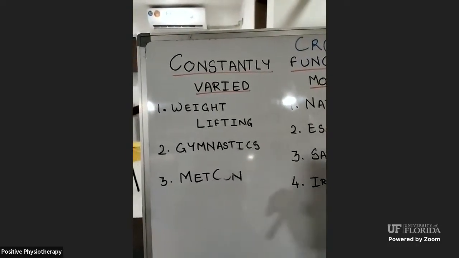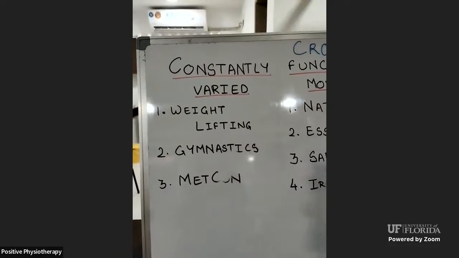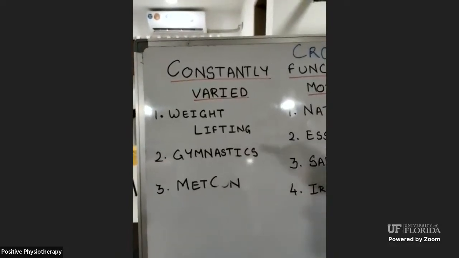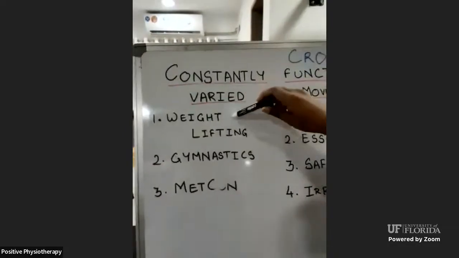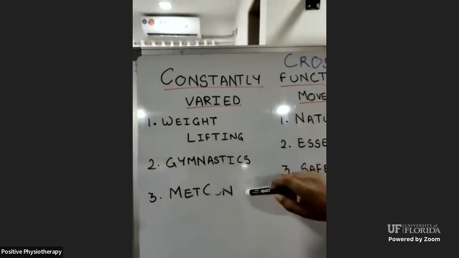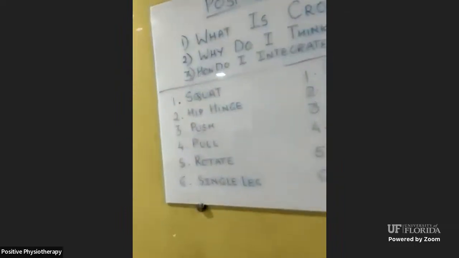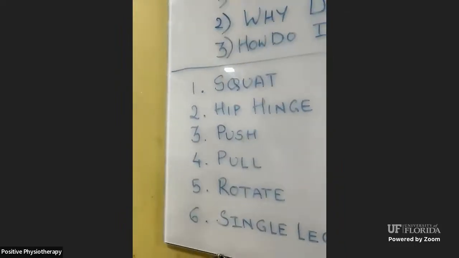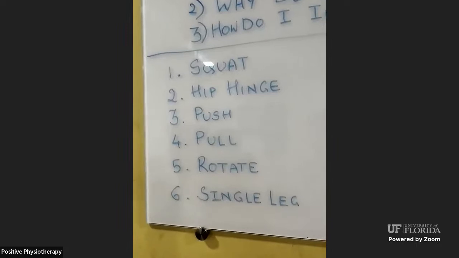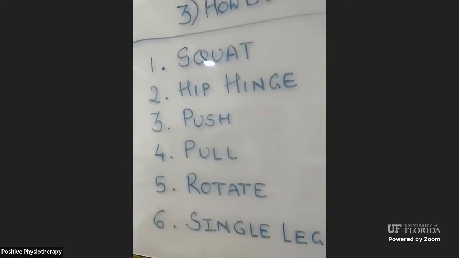So what CrossFit does, it takes functional movements and constantly varies them. It will vary them between three categories, which are weightlifting, gymnastics, and metcon. Now what is weightlifting? The functional movements in weightlifting are the squat, the deadlift or the hip hinge, the push or the shoulder press, the pull, the rotate, the single leg.